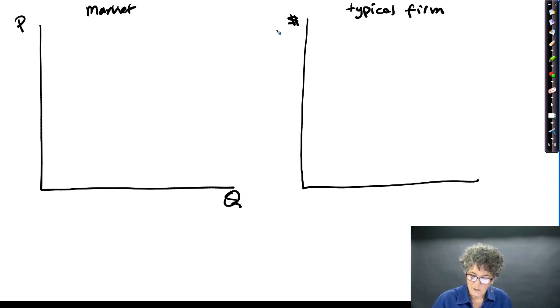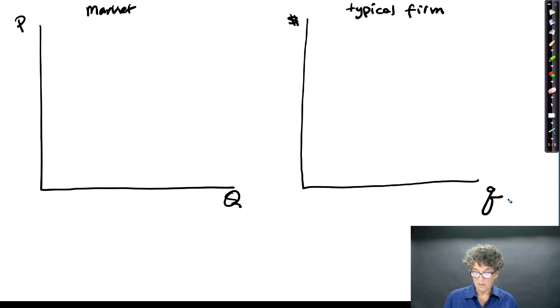I could write, if I wanted, marginal cost, marginal revenue, average total cost, price. That's a lot of labels to put on one axis, and so the standard is to simply put the dollars there and not write all those other things down that are also measured on that axis. On the horizontal axis for the typical firm, I'm measuring the quantity that's produced by the typical firm.